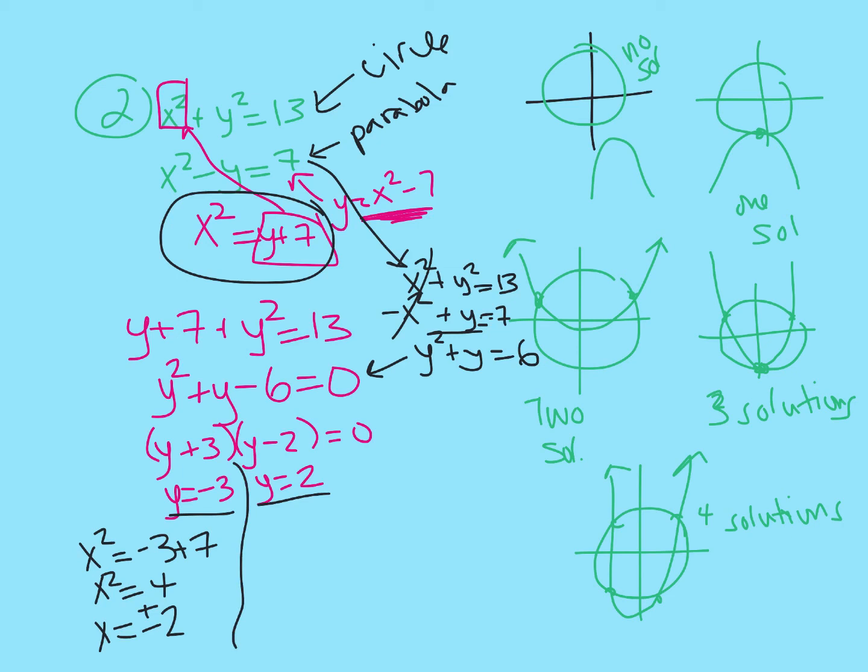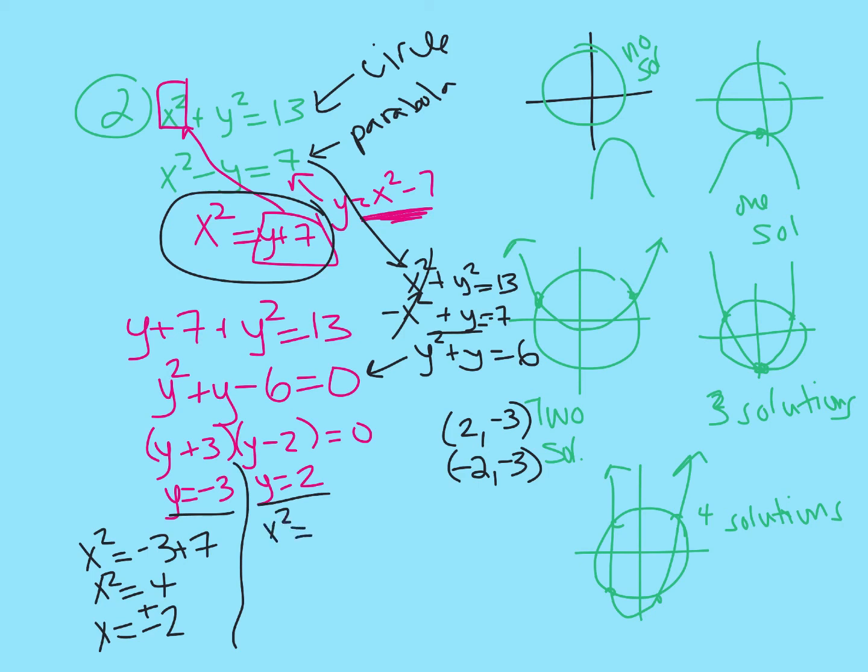So right now I have two solutions actually. My first solution is negative 2, negative 3. My second solution is positive 2, negative 3. So keep in mind I do have two solutions there. Actually, if I substitute in y equals 2, I'm going to get 2 more.